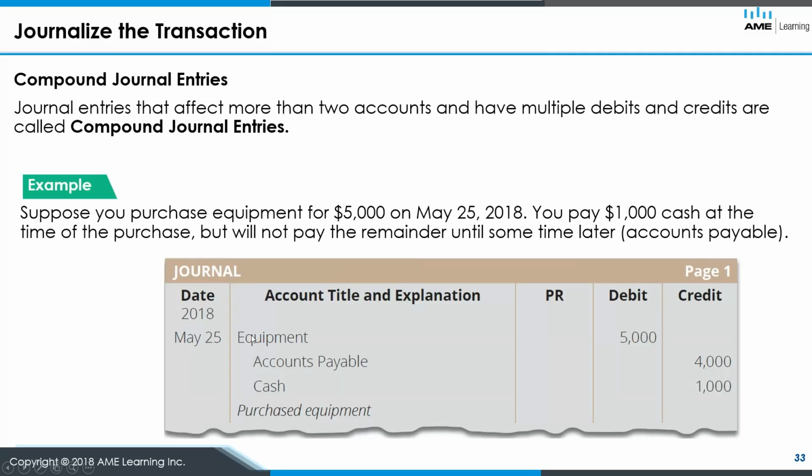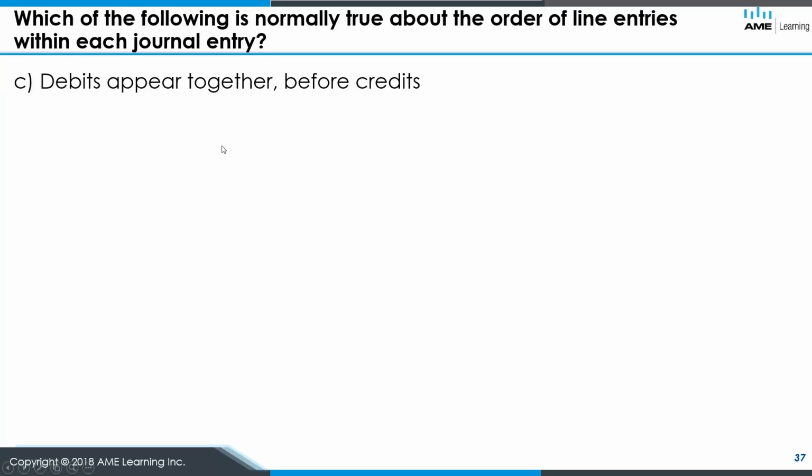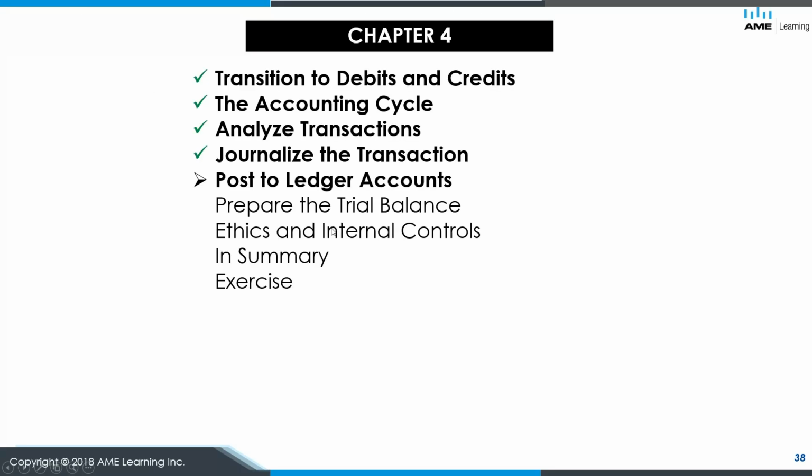If there were two different debits that we had to account for, we'd just have one here. But if there were two different ones, you would have two debits, and then the credits would be below those. And so that's the answer there.